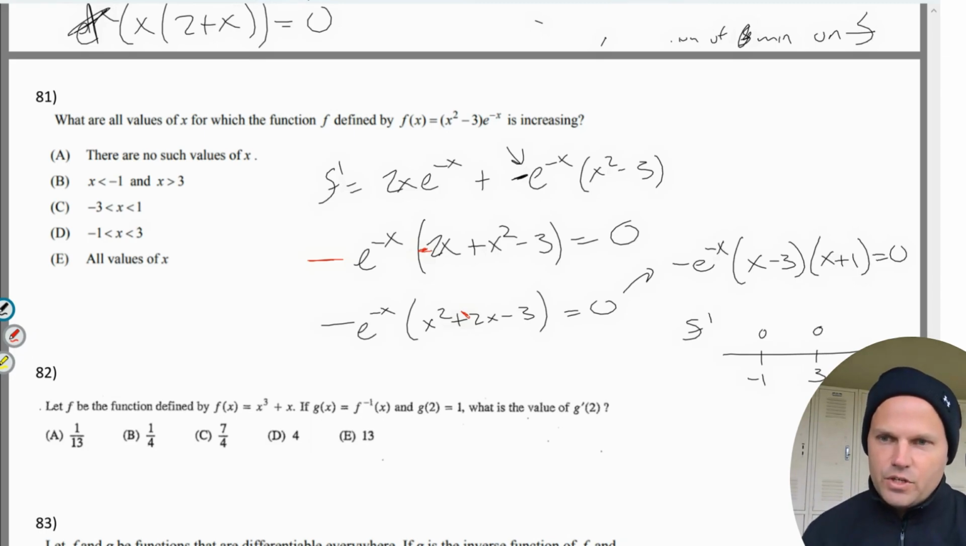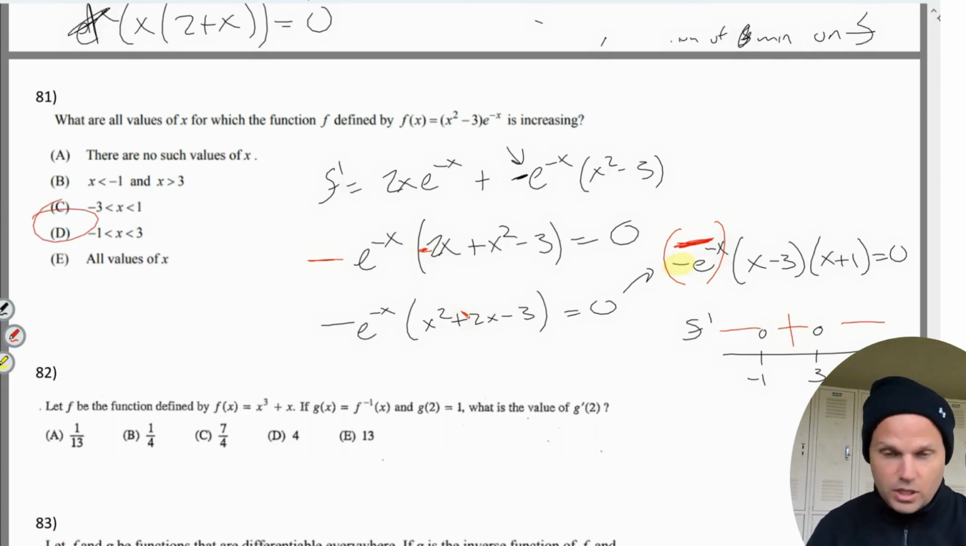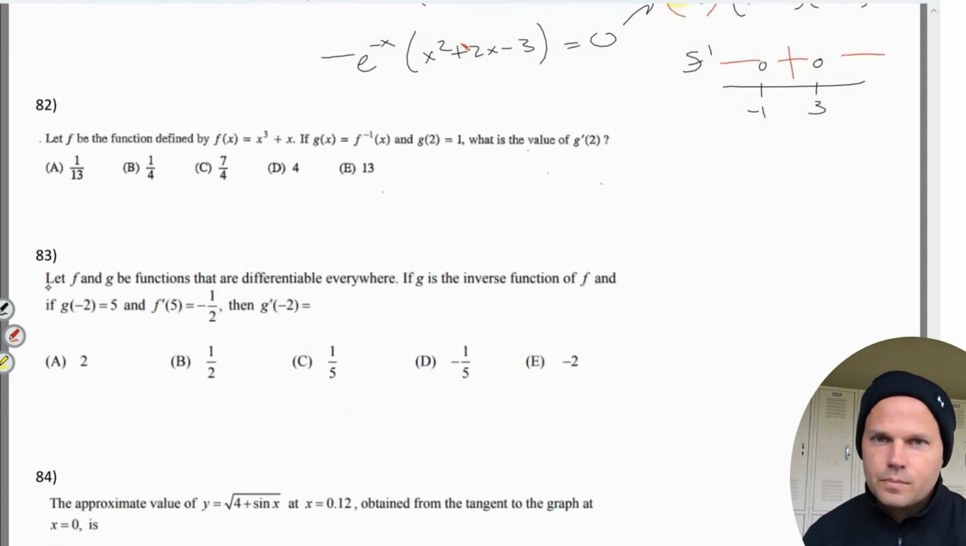Now things are different. We do have this negative out in front, which means this is a negative here. That's a big fat negative value. So this would be a positive, positive, negative, positive, negative. We're increasing between -1 and 3. Completely different from what I saw first.